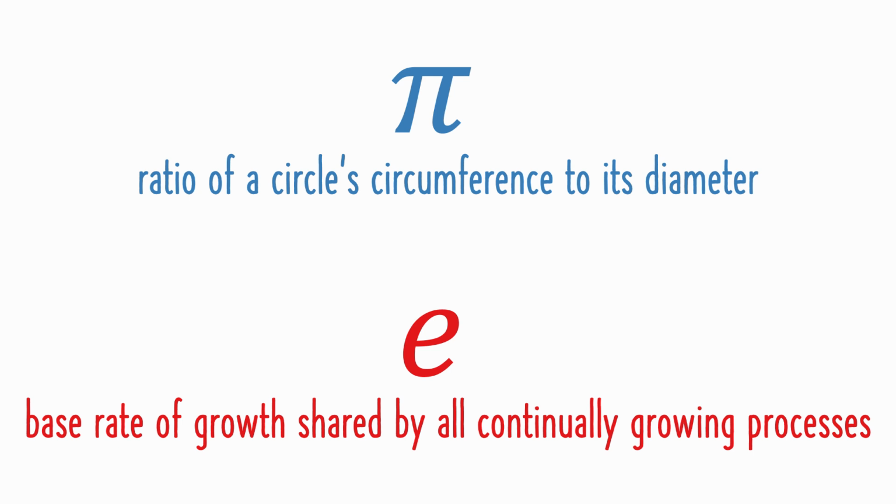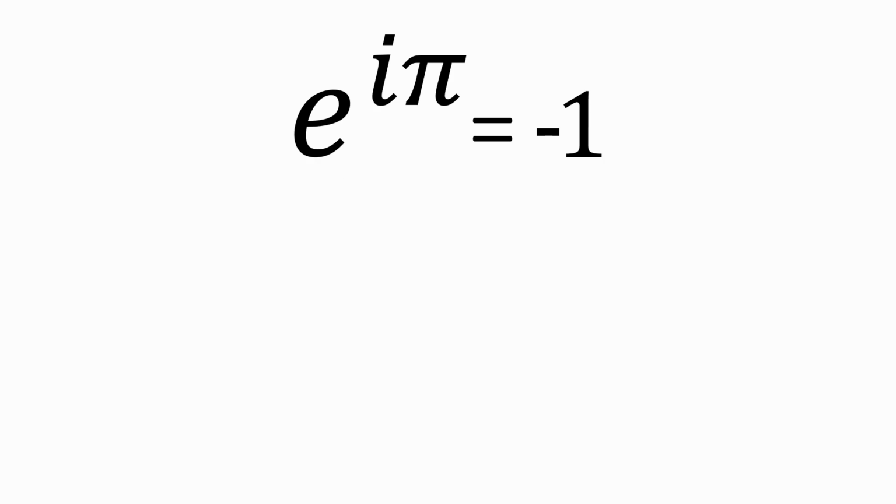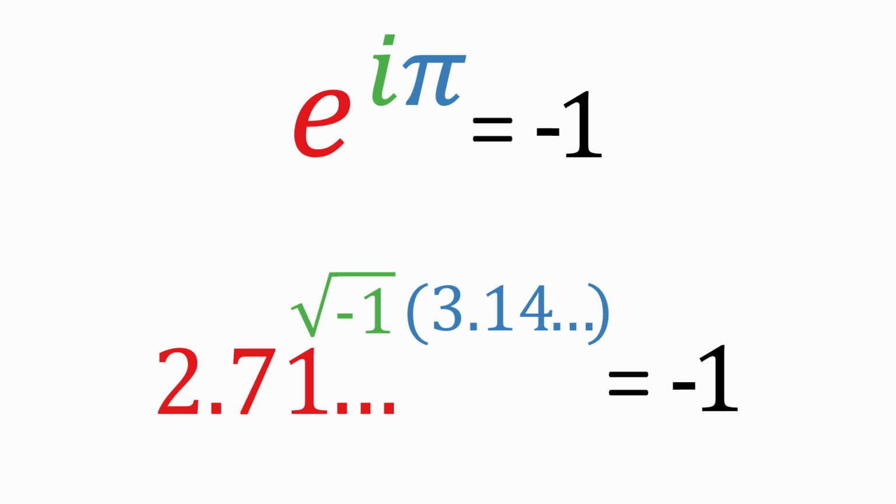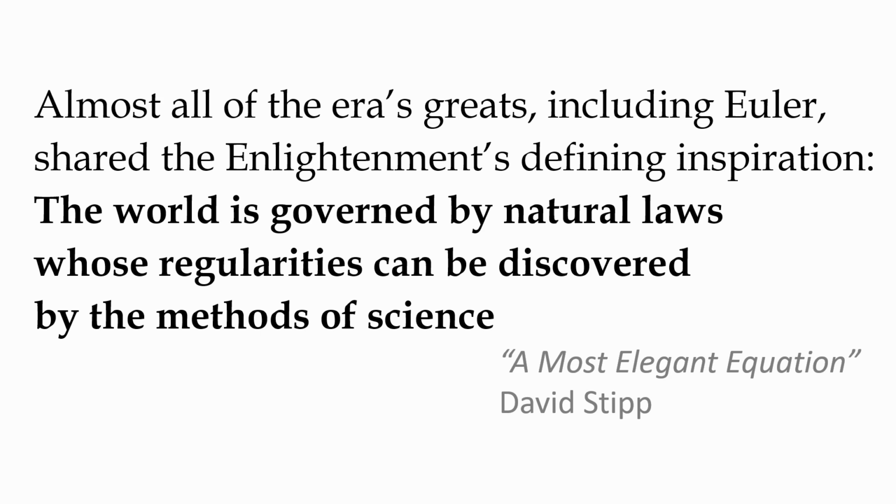Here's another fantastic discovery from the Age of Enlightenment. So let me get this straight. Raising a number with an infinite amount of decimals to the power of another number with an infinite amount of decimals times the square root of -1 equals -1? What in the world? This is the best explanation I could come up with. The world is governed by natural laws whose regularities can be discovered by the methods of science. In other words, nature's laws can be expressed in mathematical terms.